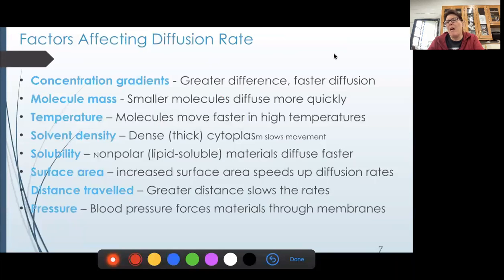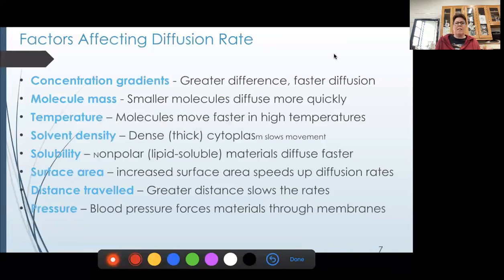Molecular mass, smaller molecules are going to move faster. Temperature, if temperature gets the molecules moving faster. So a lot of times we'll heat things up and it gets things to move faster. Okay, so temperature will affect that. The solvent density, how thick is the cytoplasm? Are you swimming through water or are you swimming through molasses? Solubility, how well does it dissolve? Is it polar? Is it non-polar? How is it moving through the water, the aqueous solution there?